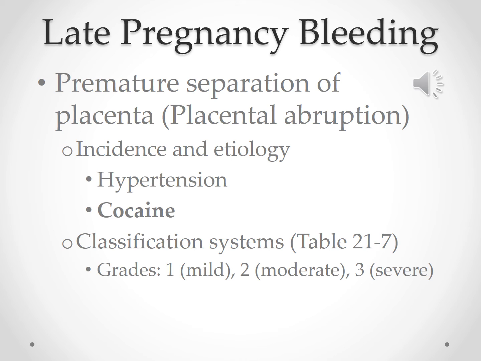When you are determining the degree of abruption, if you look in your book on 653 at table 21.7, in the left side of it, it's going to give you the grade breakdown of the placental abruption. So grade 1 is going to be a mild separation, 2 goes to moderate, and 3 is going to be severe. So you've had over 50% detachment going on there.